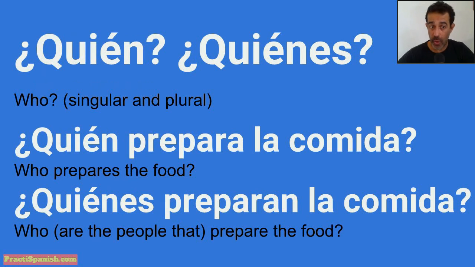Then we want to ask who, ¿quién? Or quiénes. In Spanish, we have a plural version of the word who. So I can say who, knowing that the answer is going to be one person. Por ejemplo, ¿quién prepara la comida? Who prepares the food? But I can ask quiénes in plural if I assume that there are more than one person doing it. For example, ¿quiénes preparan la comida? Who are the people that prepare the food?